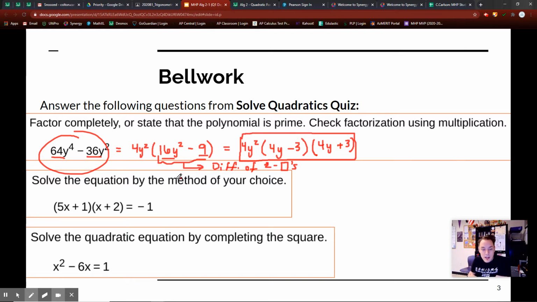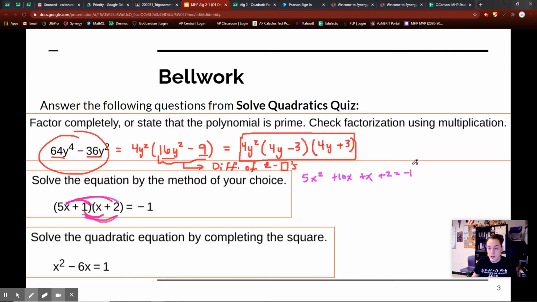The next one, solve the equation by the method of your choice. In this case, some of you probably just set it equal to 0 right here. You can't actually. You need to FOIL this out, and then you need to add the 1 over. So when I FOIL this out, the first terms, 5x times x is 5x squared. 5x times 2 is plus 10x. 1 times x is just plus x. And then 1 times 2 is just plus 2.